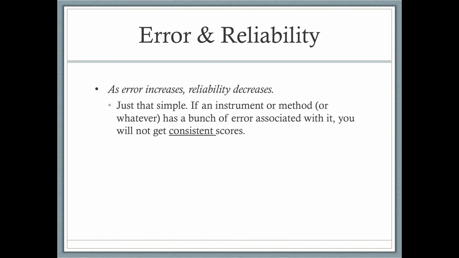So recapping error and reliability, the takeaway here is as error increases, reliability decreases. It's that simple, right? So an instrument that has a lot of error will not be reliable, and an instrument that has high reliability has controlled for a lot of error, or it's not sensitive to that error.